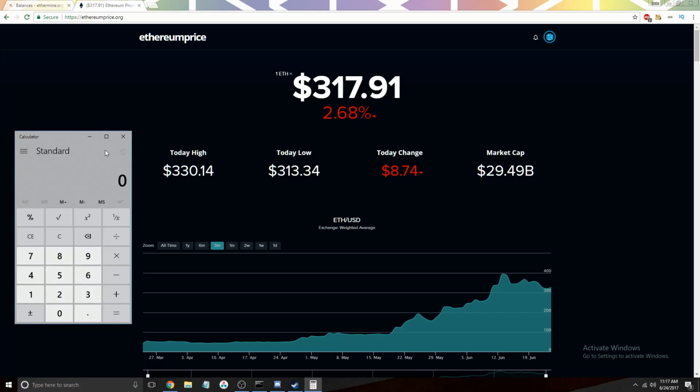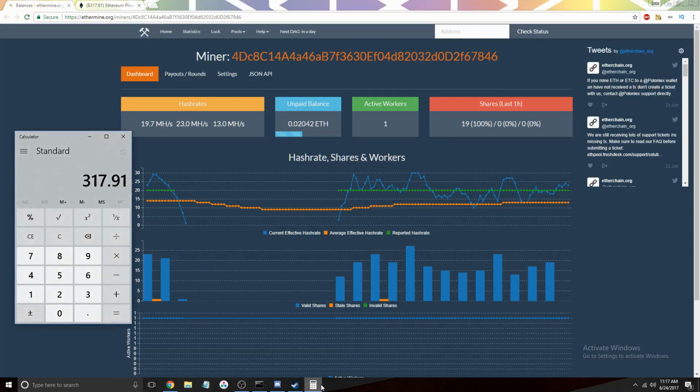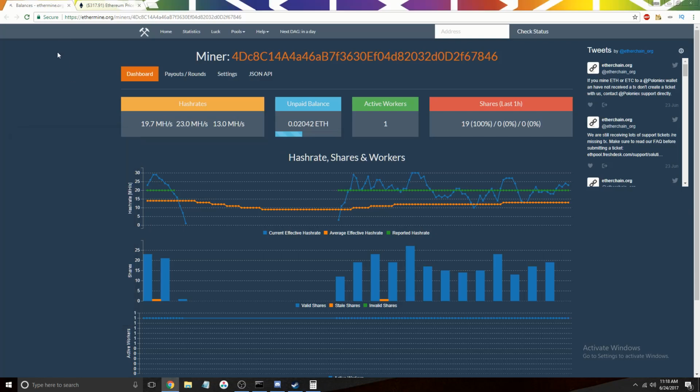so if we type in the value, 317.91, so now, if we multiply that by the amount of Ethereum I have, which is 0.02042, you can see that I've made $6. While that is good for mining for 24 hours, is that profitable in terms of electricity used?